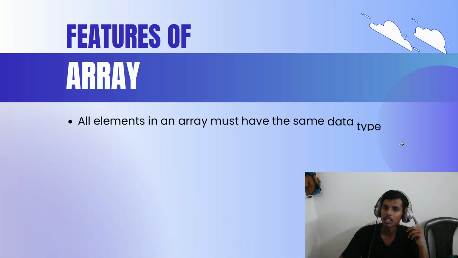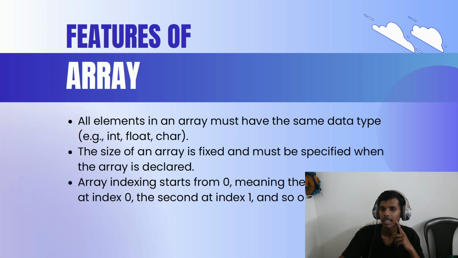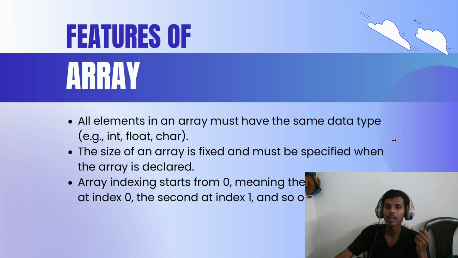Next one, what are the features of arrays? All elements in an array must have the same data type. Examples are int, float and char: integer, float and character. The size of an array is fixed and must be specified when the array is declared. So in simple words, there must be a fixed size of an array in C programming. You must define the size of an array, how many values you are going to store inside this array.